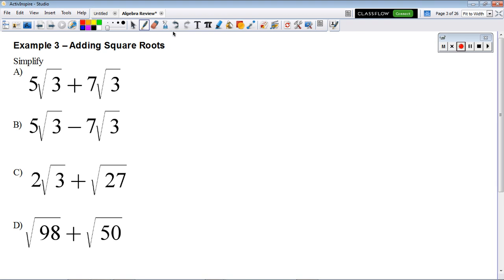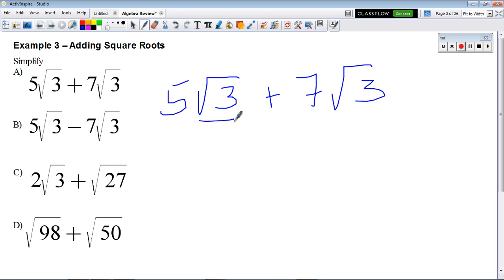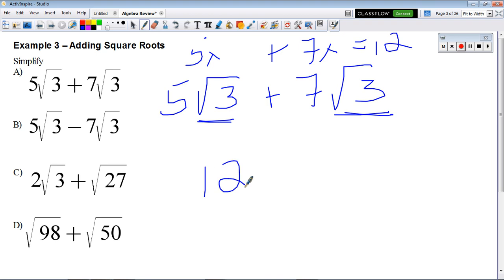So for instance, if I had 5 square root of 3 plus 7 square root of 3, think of the square root part here as the variable. So this would be like 5x plus 7x, which is 12x. But instead of it being an x, it's a square root. So when I do 5 square root of 3 plus 7 square root of 3, 5 plus 7 is 12, so this would be 12 square root of 3. So that's how you do some different things with adding.